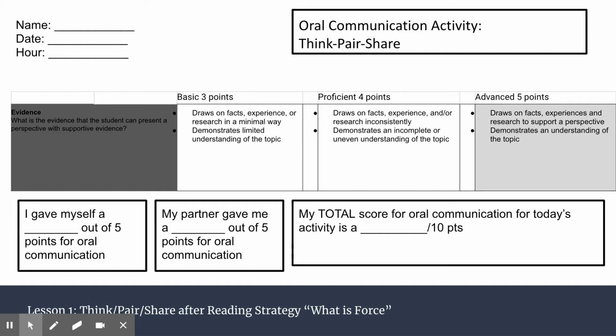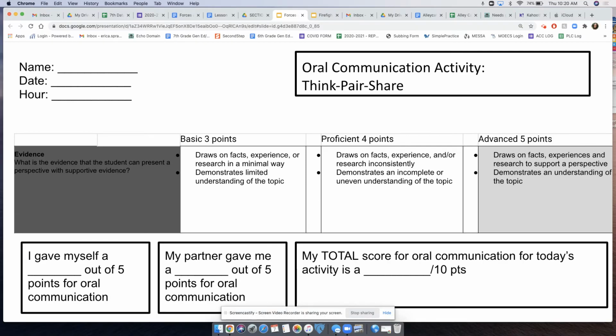So here's the rubric to look at before we start our reading activity. Your goal for today is to focus on evidence. What is the evidence that a student can present a perspective with supportive evidence? So you're going to be reading about Newton's first law and inertia today. When you pair share, you should be able to draw on facts and experiences from the reading and demonstrate a clear understanding of the topic. When you're done with your pair share, you're going to grade yourself on this rubric out of 5 points. Your partner will grade you out of 5 points, and you'll have a total score out of 10.